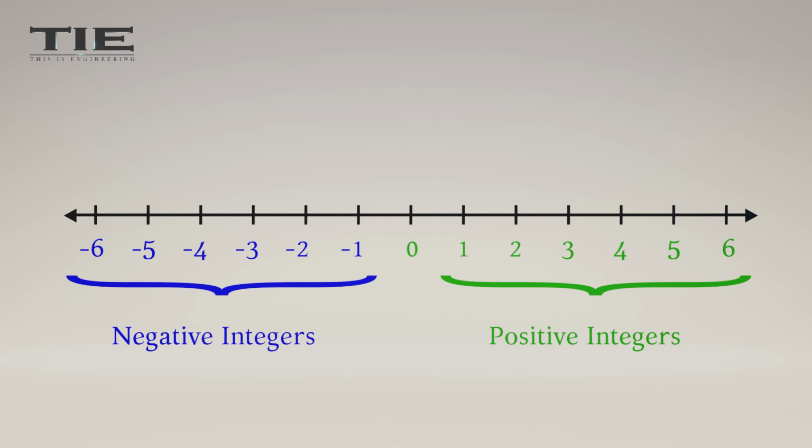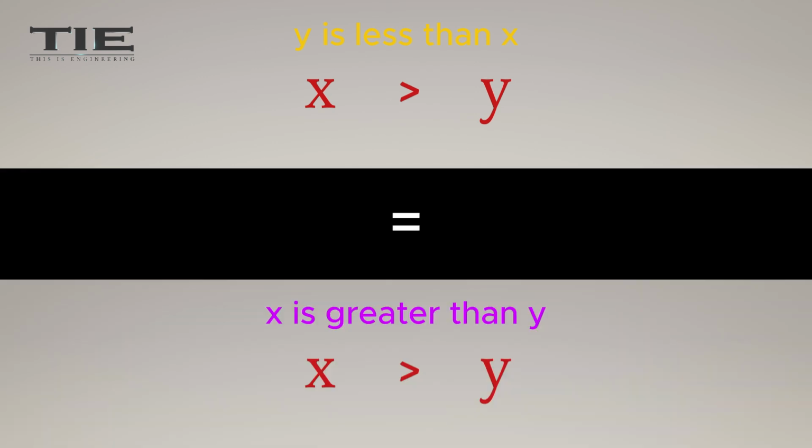In general terms, let's use variables. For example, if a number x is located to the right of another number y on the number line, then x is greater than y. From a different perspective, if a number y is located to the left of another number x on the number line, then y is less than x. Either way, the answer is the same.